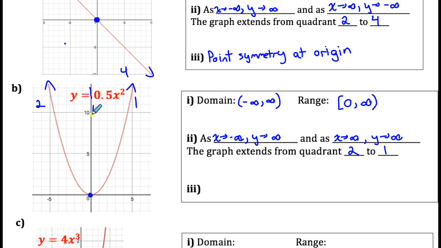Symmetry, yep, this has line symmetry at the y-axis. And all even degree power functions have that.